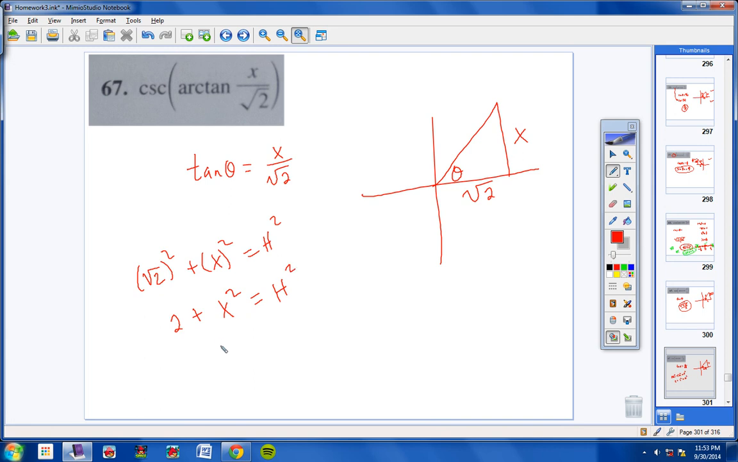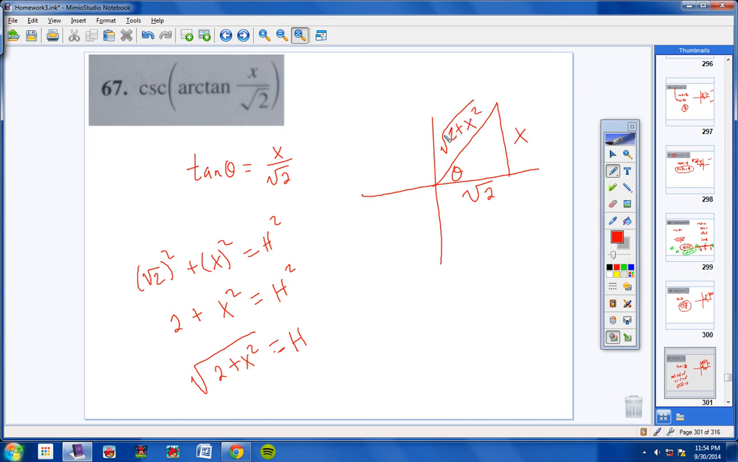And now take the square root of both sides. So the square root of 2 plus x squared equals the hypotenuse. Now a lot of students right here, they want to take the square root of x squared and put an x on the outside, but you cannot do that because you have two terms inside the radical. So you must just leave it as the square root of 2 plus x squared.